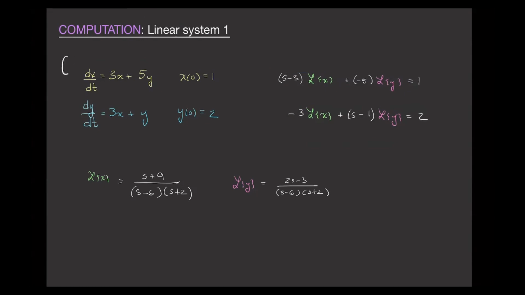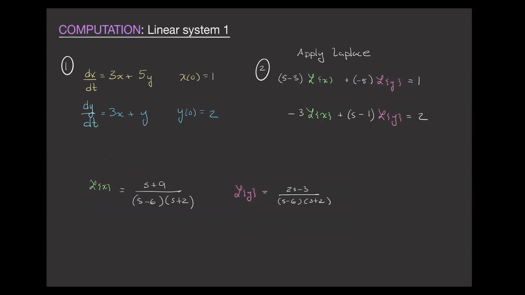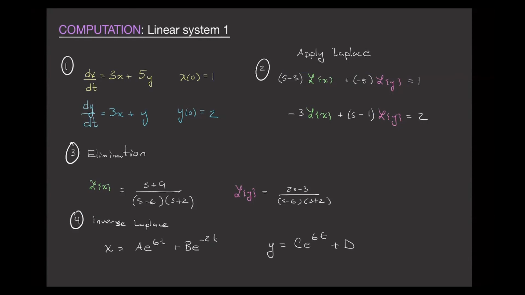We started with this thing. This was just a system of linear differential equations. That was the first thing we did. The second thing was to go through and find these equations by applying Laplace. Step 2 was apply Laplace. We then do elimination to come up with this L of x and L of y. And then finally, the fourth thing is to do inverse Laplace. And that gave us that x is equal to some a e to the 6t plus b e to the negative 2t. And then if we did the same thing over here, we'd get y is equal to some, let's say, c e to the 6t minus or plus d e to the negative 2t.